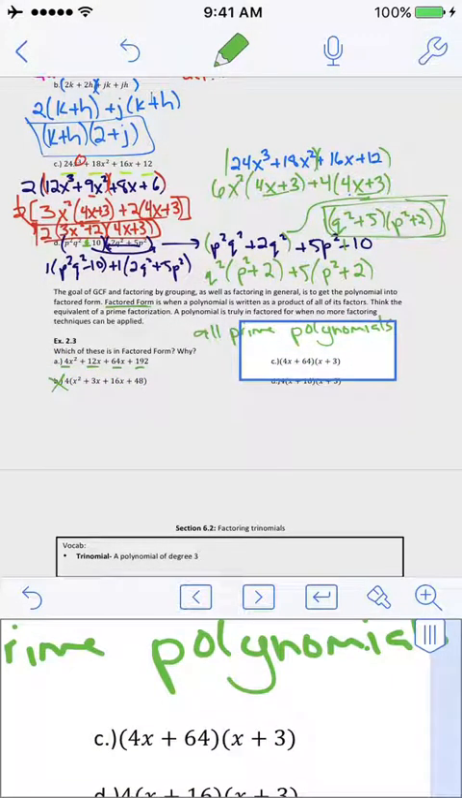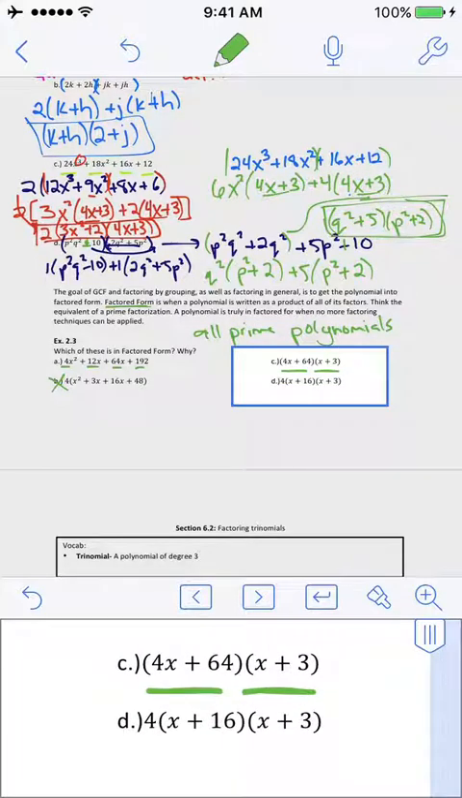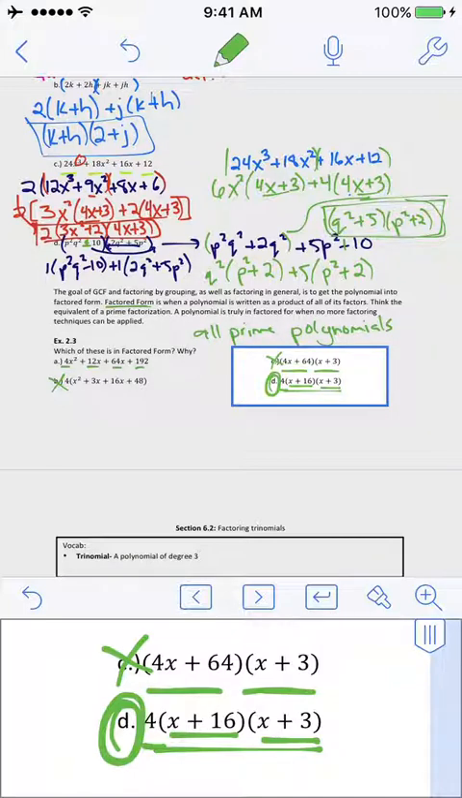Taking a look at C. Well, this one looks very much like the answers we've been getting, but what's the problem here? This one is prime, this one is not, right? I can take a 4 out of there. And so let's take a look at this one. That one is definitely the factored form, mostly by process of elimination. But here I've got 4 standalone. Clearly you can't have a GCF by yourself. Here, x and 16, right? That's definitely prime because they have nothing in common. Same goes for x plus 3. That's our factored form.